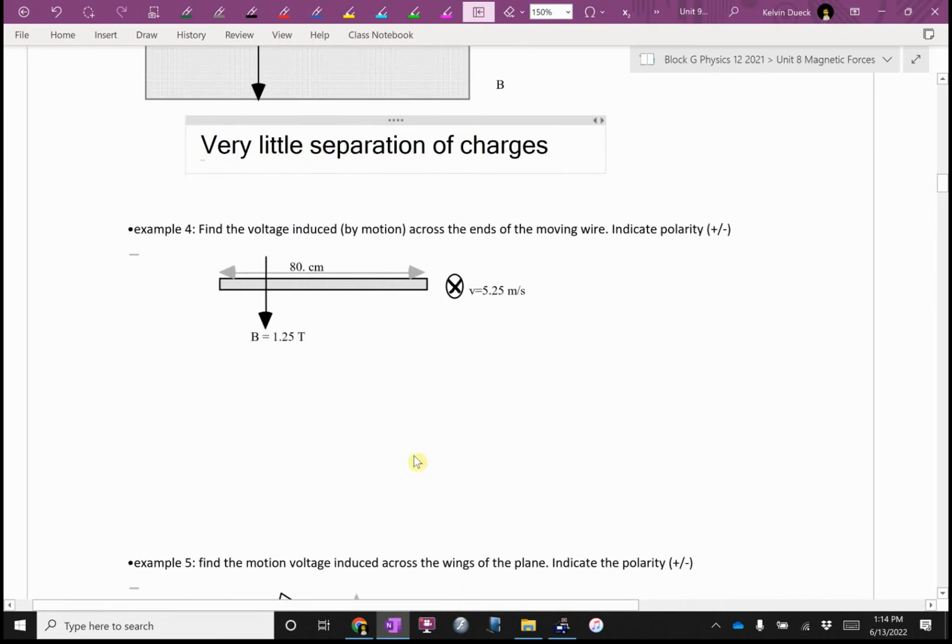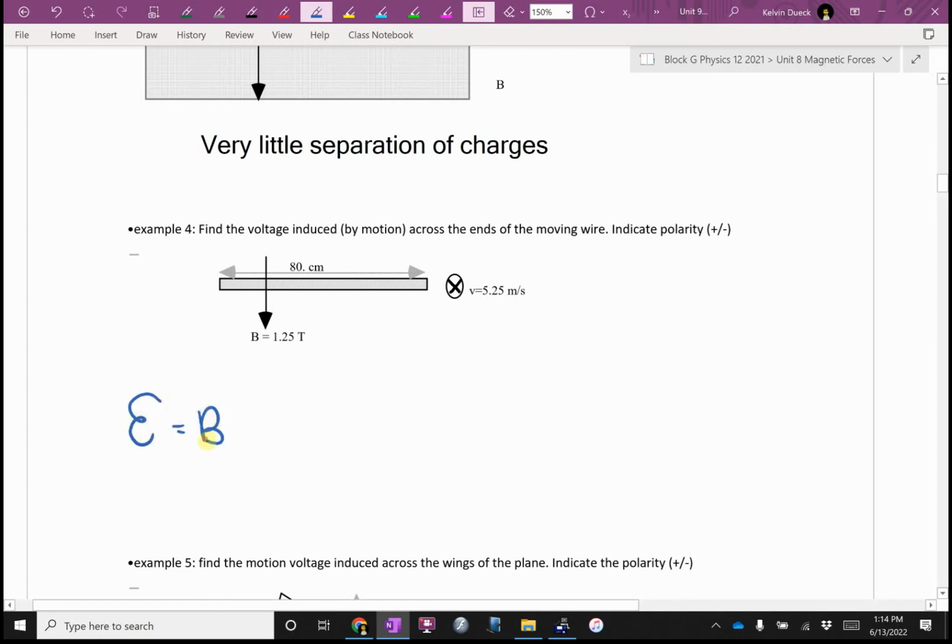So here's a nice example. It says, find the voltage induced by motion across the ends of the moving wire and indicate polarity. I did a quick look. Are all three of these at right angles with each other? The bar is like this. The magnetic field is vertical. It looks like the velocity is into the page. They are. So there is going to be an induced voltage.